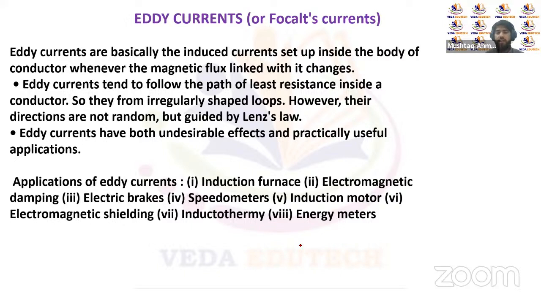The property of these currents is that they always tend to follow the path of least resistance inside a conductor, so they form irregularly shaped closed loops. That's the property of eddy currents. They are developed because of the change in the magnetic flux, and the directions of these eddy currents are very random. They follow the path of least resistance with random directions, forming very irregular loops.